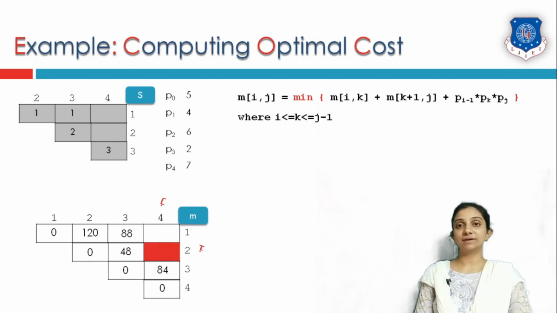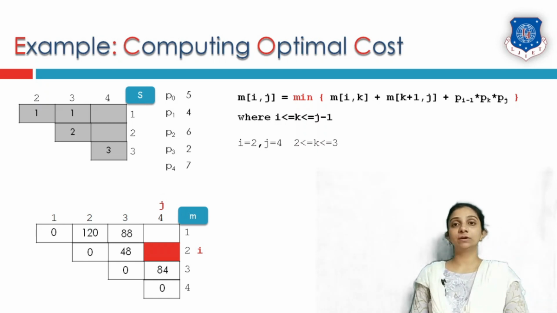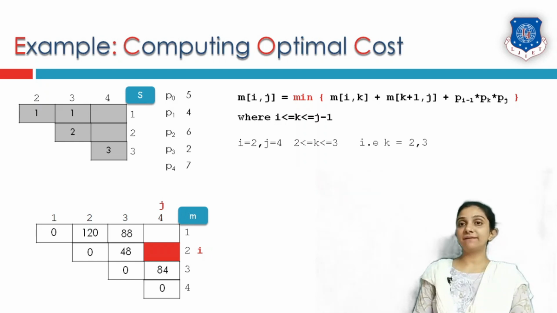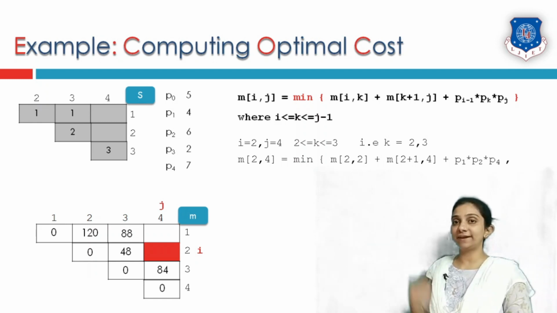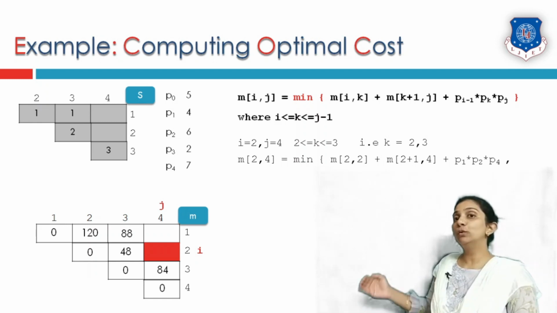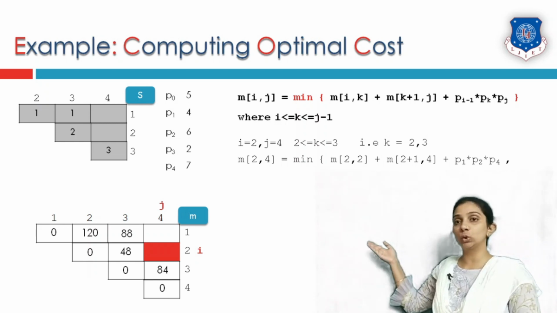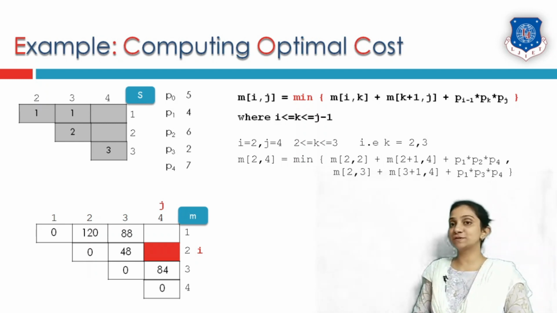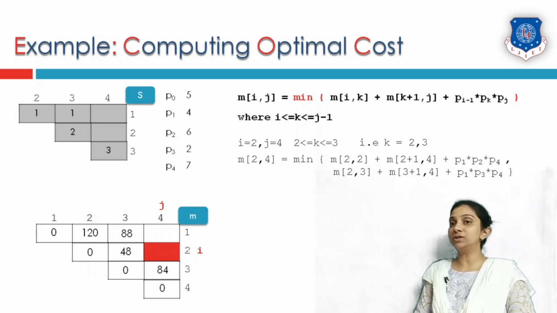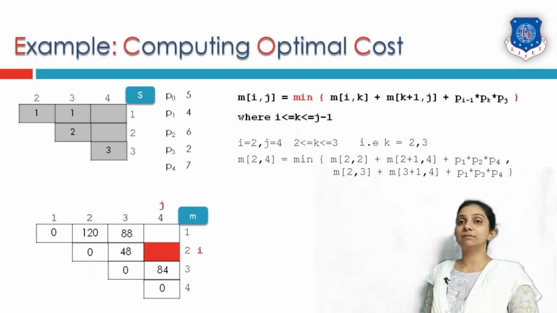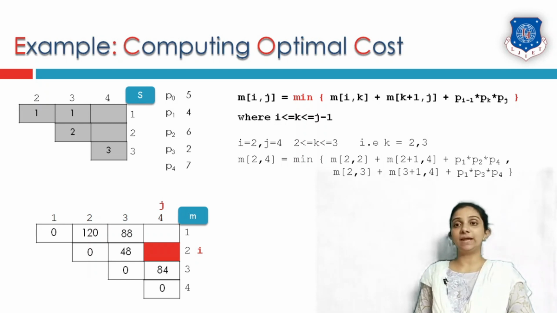Now let us work on another cell, that is cell row 2 column 4. So k value must lie between 2 and 3. So k can be either value 2 or value 3. That's why we have two different values of k. So we will write the term inside the minimum function using k equal to 2 and the second term using k equal to 3. So this is equal to m of 2, 2 plus m of 3, 4 plus p1 into p2 into p4. And the second term is m of 2, 3 plus m of 4, 4 plus p1, p3 and p4.